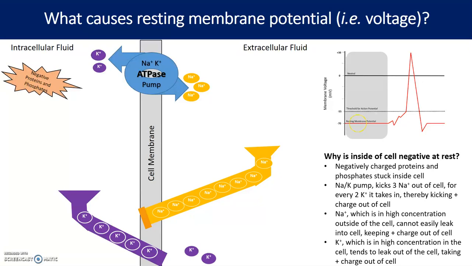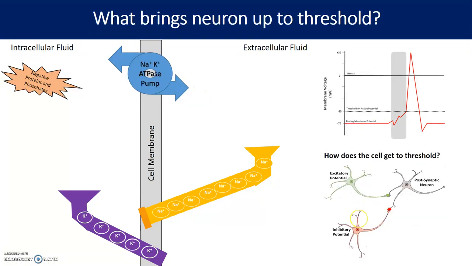The next step is going to look at how we get closer to threshold. And this text just summarizes what's going on here. You can read it and pause if you want to read that. The next step has to do with getting the membrane potential, or the voltage, up to what we call threshold, which is this dotted line here.